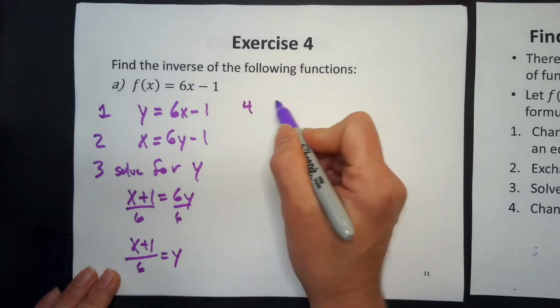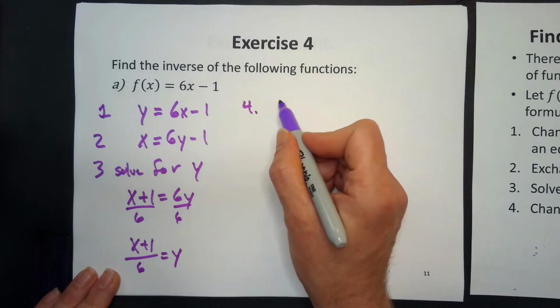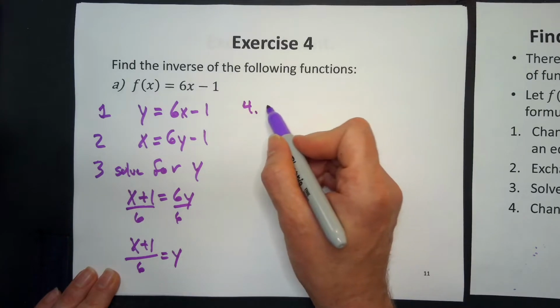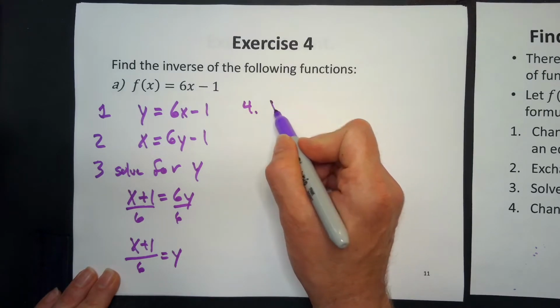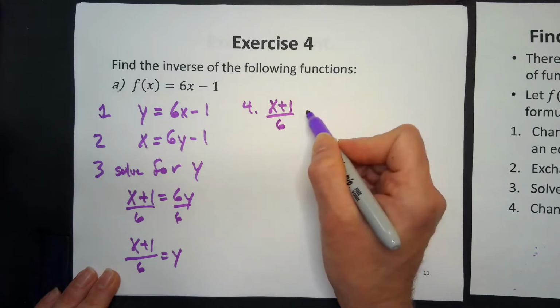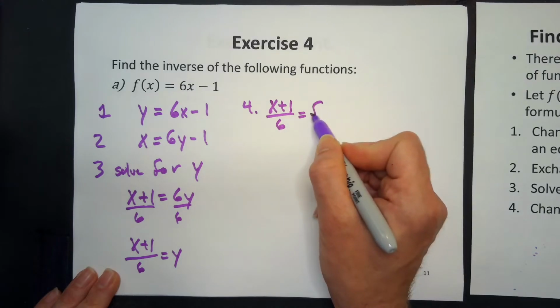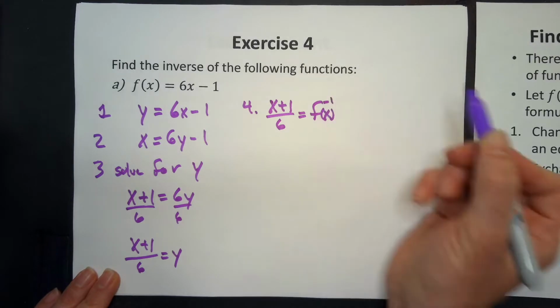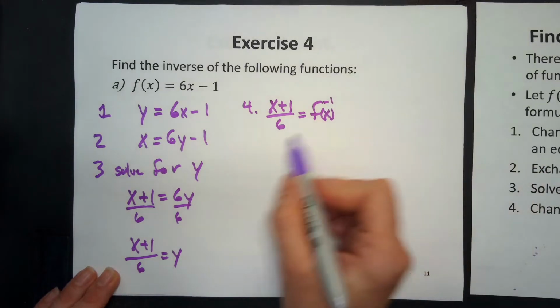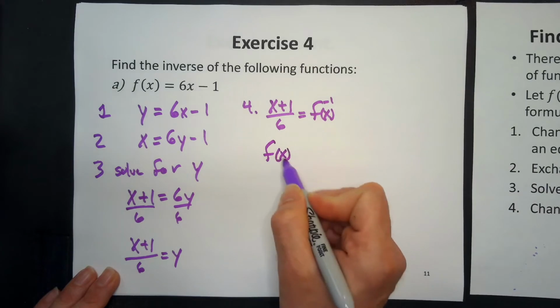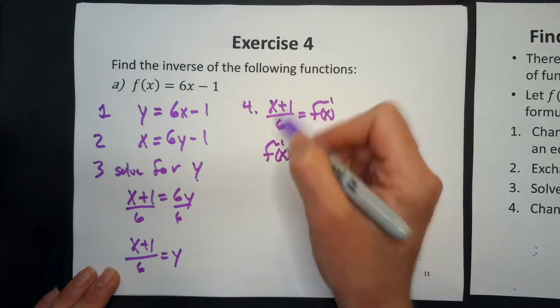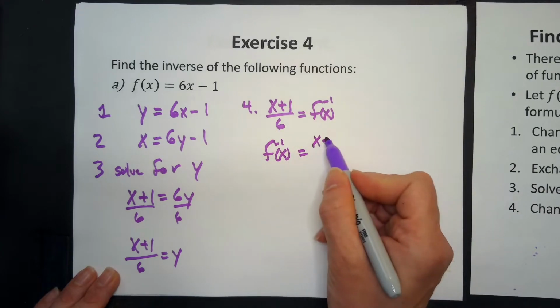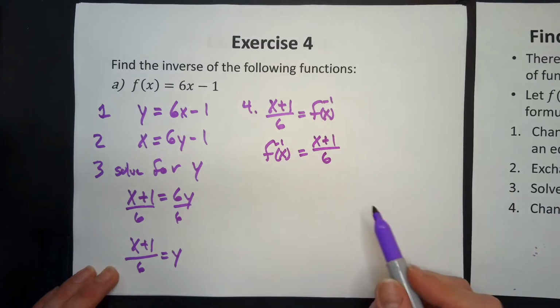And now the fourth step, I'm going to change y to f inverse. So I'm going to have x plus 1 over 6 equals f inverse of x. And when I do that, usually we write the f inverse of x first. The property of equality means that we can just switch them across the equal sign at the same time. And typically that's how we write it.